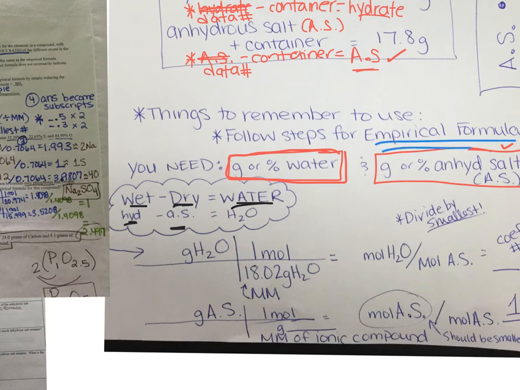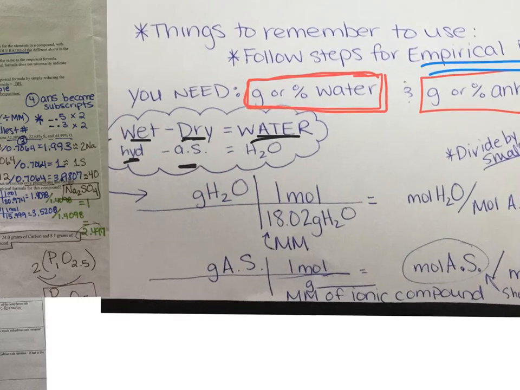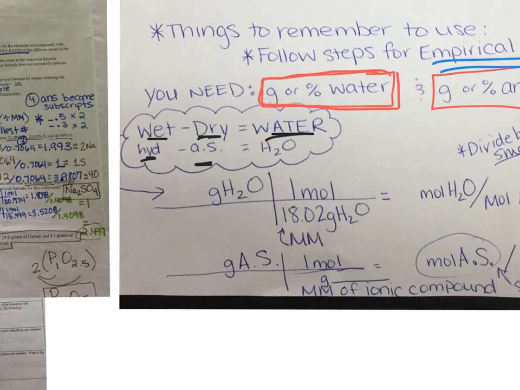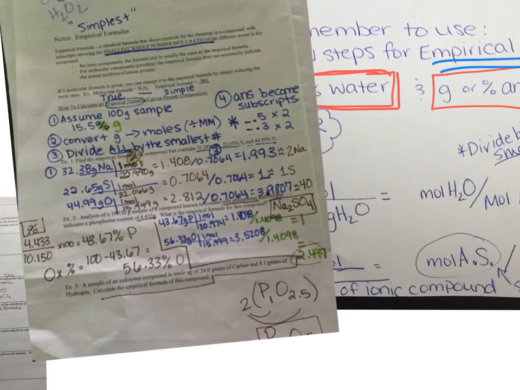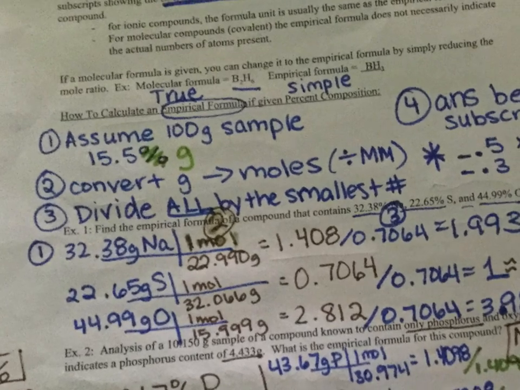So you have your empirical formula steps that are right next to you, okay? Looking at your empirical formula steps, if I have grams of water and grams of that anhydrous salt, what step are we starting on? Looking at your notes for empirical formula, where are we at? Step 2. Do you see that? Step 2 says convert grams to moles by dividing by the molar mass. Then you're going to divide all of them by the smallest number, and your answers become your subscripts.